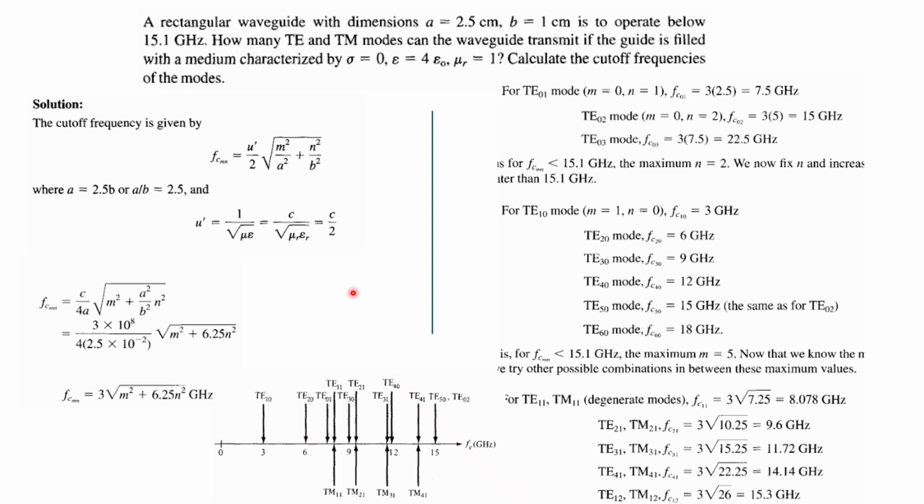Okay, so like that you can calculate the different cutoff frequencies for any rectangular waveguide dimensions. I hope this is clear. If you have any doubts, let me know. The most important thing is that you must know the formula to find out which frequency will propagate through the rectangular waveguide. So this is the formula.